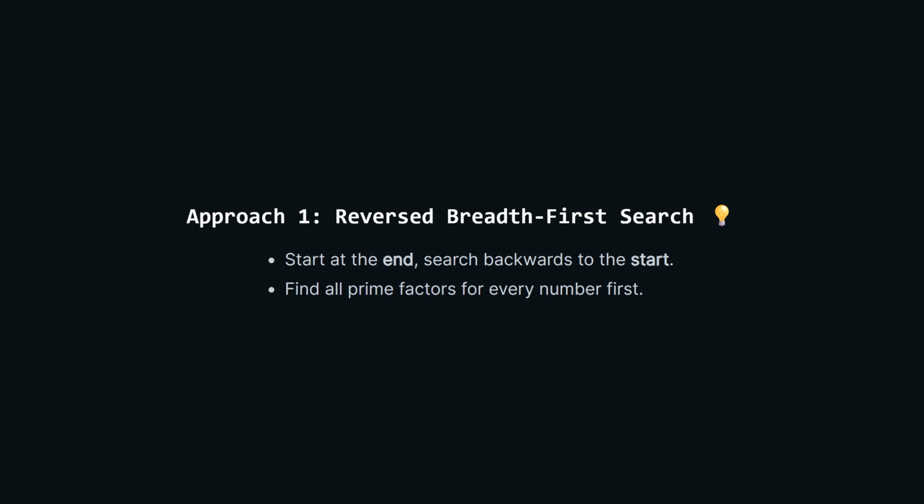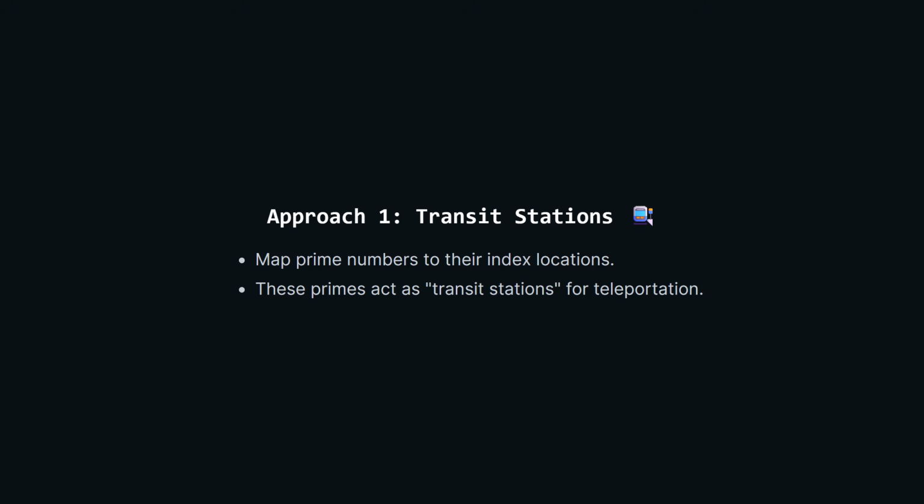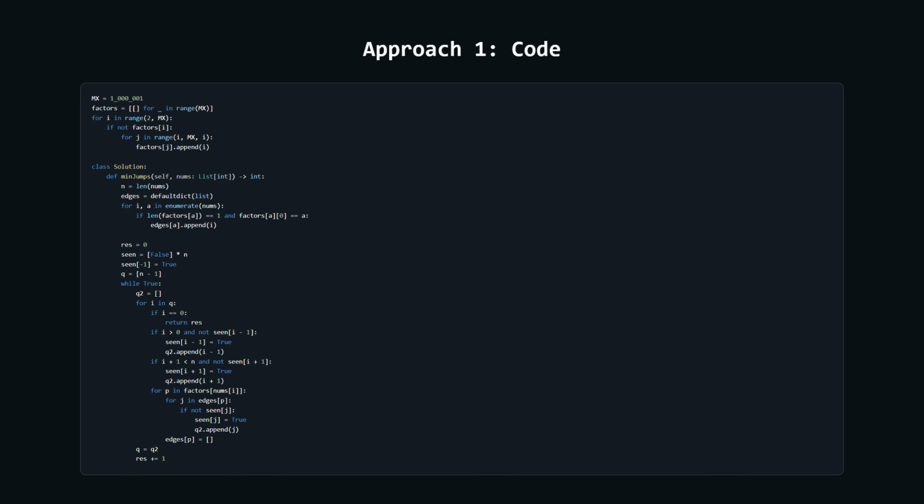The first way to solve this is a reversed breadth first search. The idea here is to start at the target index at the end of the list and figure out how to work our way backwards to index 0. To do this quickly, we map out where all the prime numbers are located. Think of these prime numbers as transit stations that allow us to make those long-distance teleports backwards. Here is the full code for the reversed search approach. Don't stress about reading it all right now.